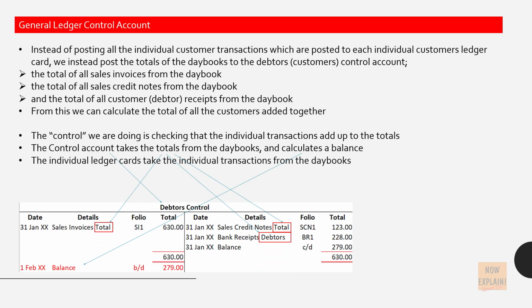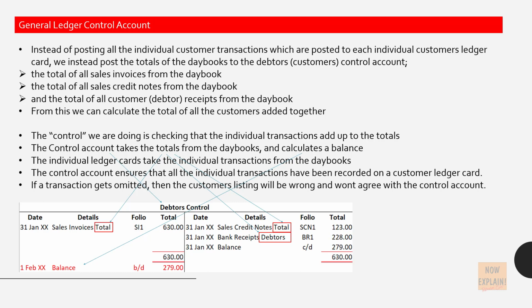The individual ledger cards take the individual transactions from the daybooks. The control account ensures that all the individual transactions have been recorded on a customer ledger card. If a transaction gets omitted, then the customer's listing will be wrong and won't agree with the control account.